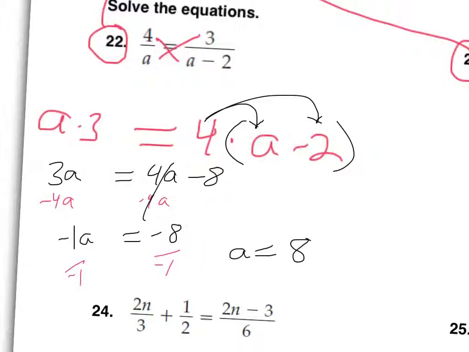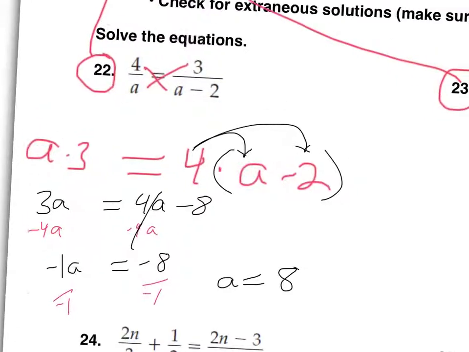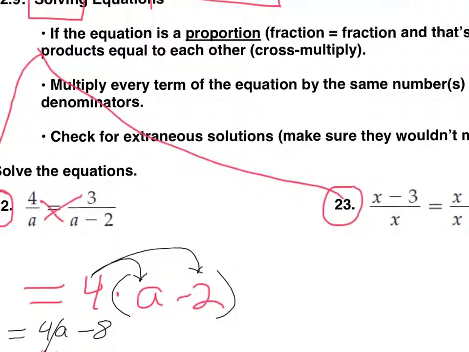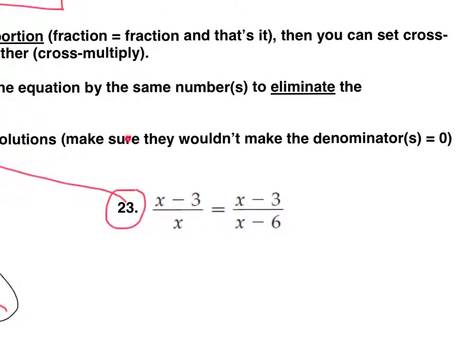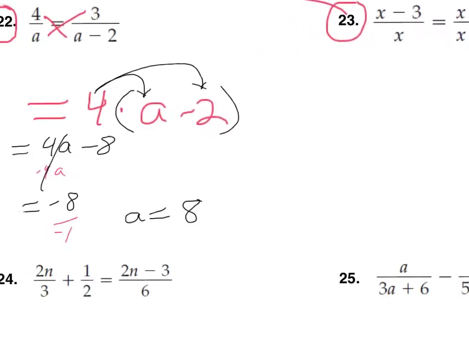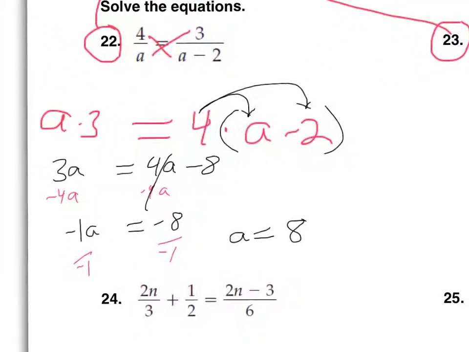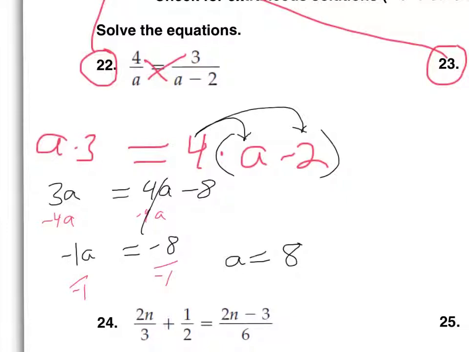Now, we need to check this, kind of. Check for extraneous solutions. Make sure they wouldn't make the denominators equal 0. That's all we really have to check for. There's kind of 2 ways you can go about that. One is to take your number 8, plug it in for the a's on the bottom, and ask yourself, does that make it equal 0? So 4 over 8, does that make the denominator equal 0? No. How about 8 minus 2? 8 minus 2 is 6. Does that equal 0? No, it equals 6. So that means this works.